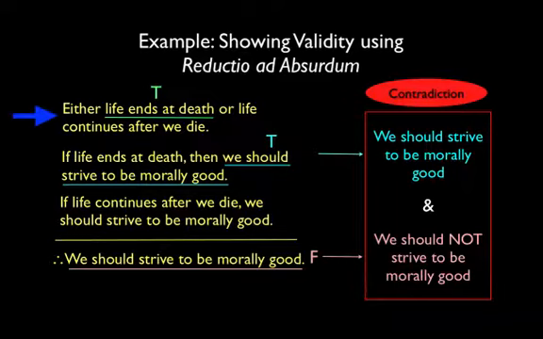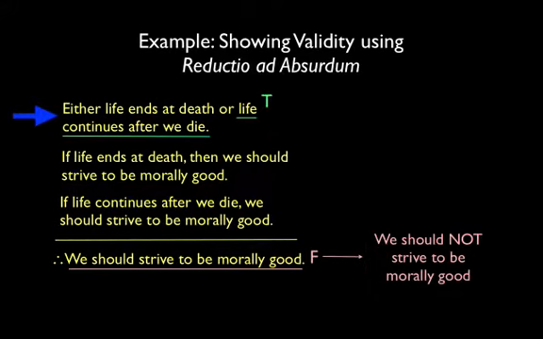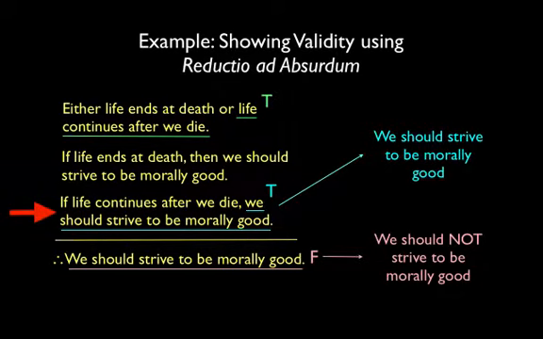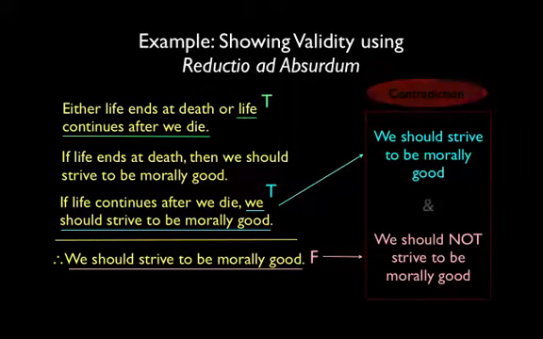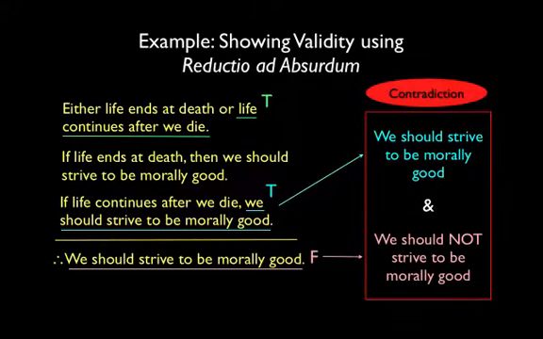After all, the first premise in the argument might be true because it is true that life continues after we die. However, if this statement is true, and the third premise is true, we can infer that the statement, we should strive to be morally good, must also be true. Yet, we started by assuming that it is false that we should strive to be morally good, so again, we are led to an absurdity.